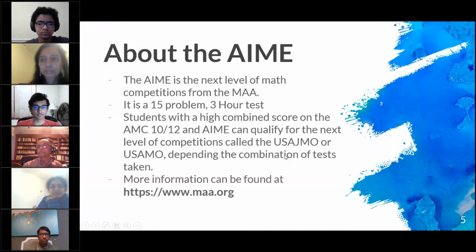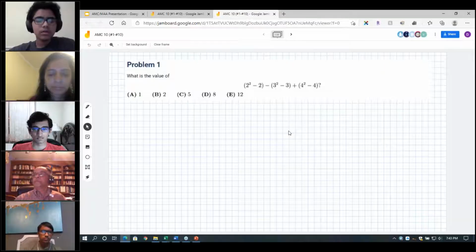Next slide. The AIME is the next level of math competitions from the MAA. It's a 15-problem, 3-hour test, which is designed to be much harder. Students with a high combined score on the AMC 10/12 and AIME can qualify for the next level of competitions called the USAJMO and USAMO, depending on the combination of tests taken. Again, if you would like to learn more, just visit https://www.maa.org.